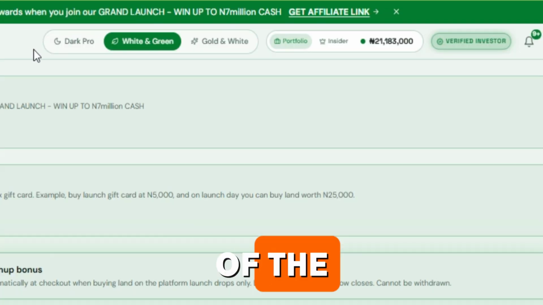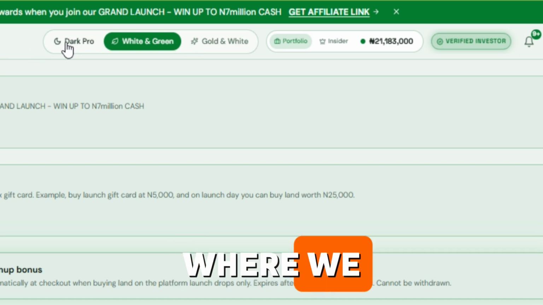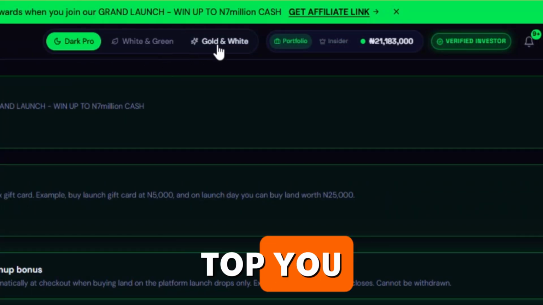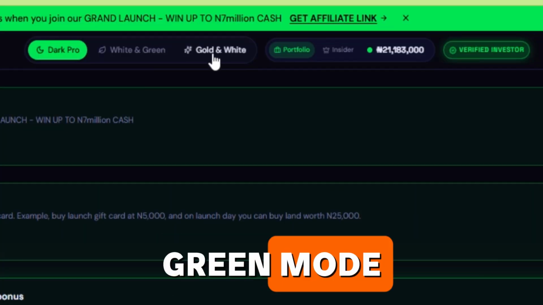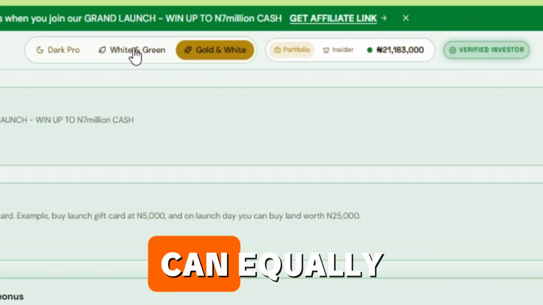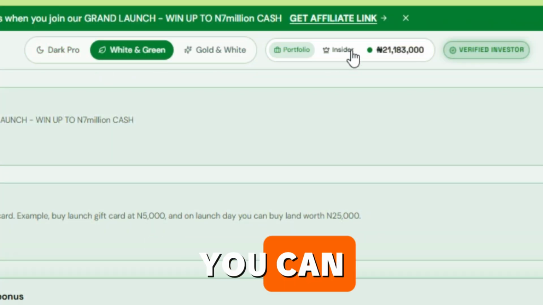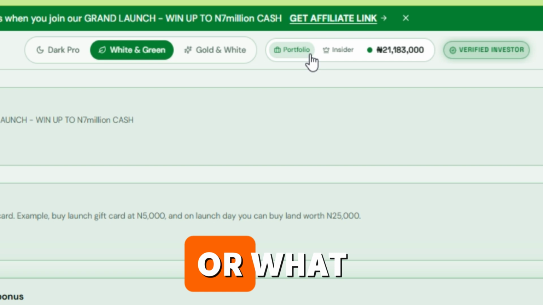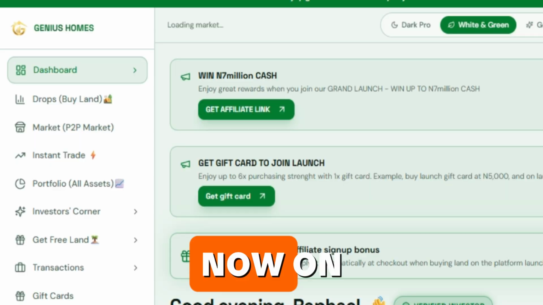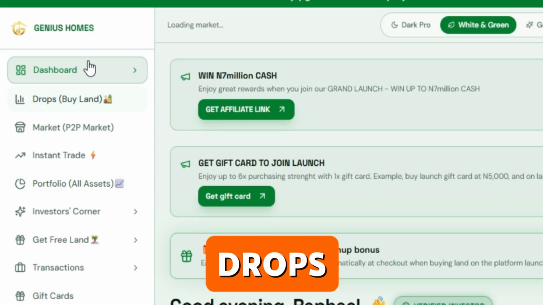Now from the top of the bar here, that is where we are, which is the dashboard. From the top you can change your screen to dark mode, to gold mode, and back to green mode. Now you can equally see insider investor. You can switch between insider investor buttons up here to see what you have or what you don't have on the screen.